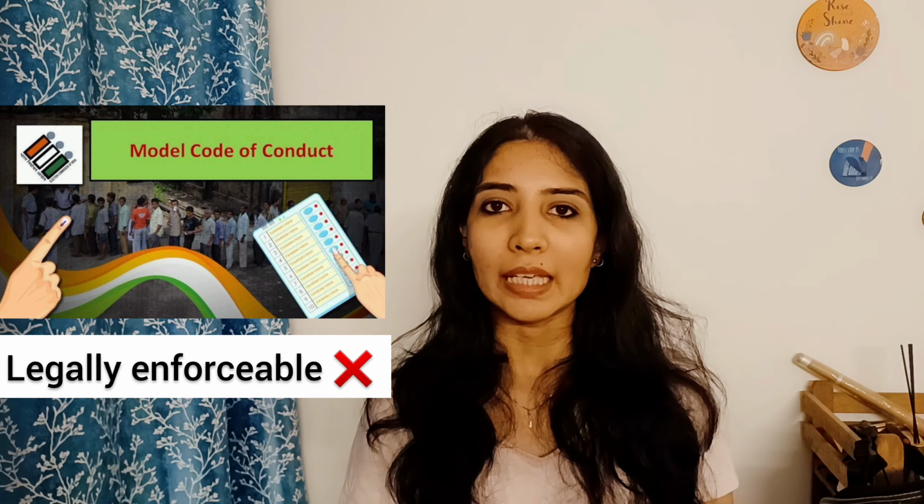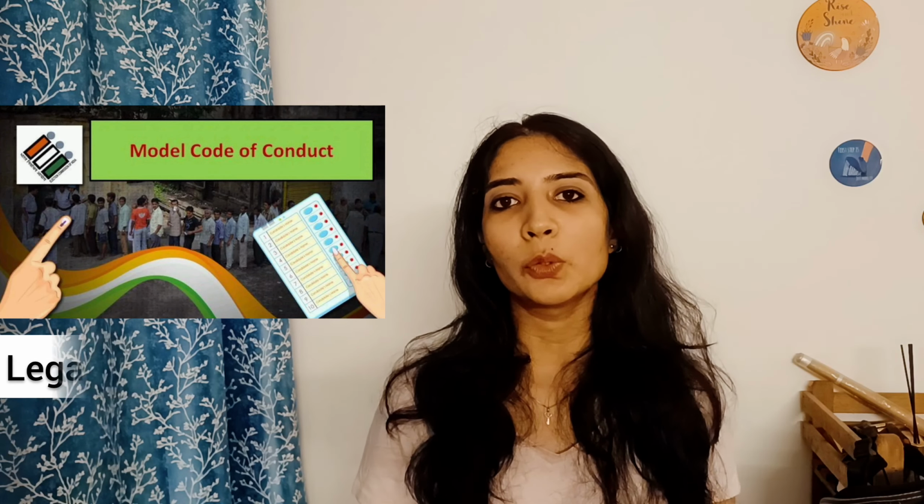Now, as the Model Code of Conduct is not a statutory document, if any party or any member violates any guideline of the Model Code of Conduct, then there cannot be any legal proceeding against it. It is not legally enforceable, and therefore in case of any violation of a guideline of the Model Code of Conduct, the Election Commission can only send a notice to the political party and issue a warning against the political party so as not to repeat those particular actions again.